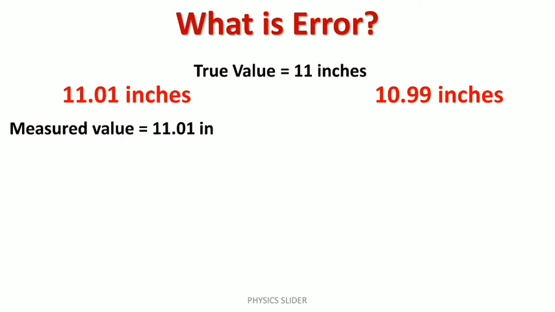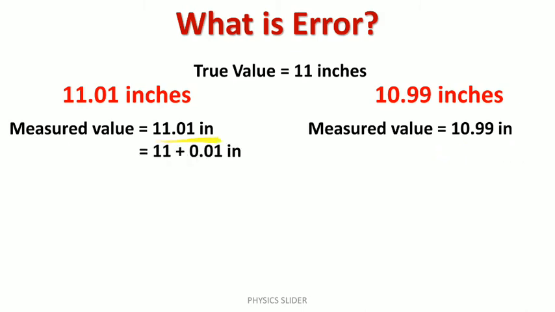Watch here. The measured value by the first student is 11.01 inches. We can write it like here, and the measured value for the second student is 10.99 inches. Now watch here. This 11.01 inches can be written as 11 plus 0.01 inches.